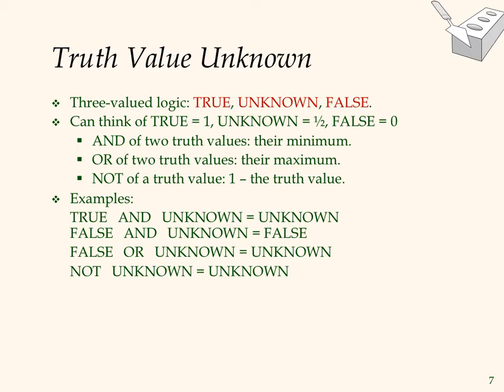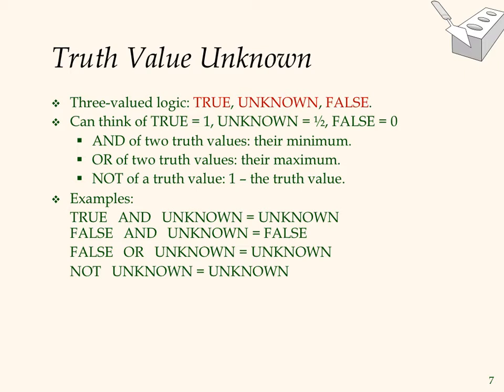So looking at the bottom here, let's look at the rules first of all. True and unknown evaluates to unknown. False and unknown evaluates to false. So if I have a condition where the first condition is false, the second is unknown, and I put them together in a conjunction, I get false. If I have false or unknown, I get unknown, and not unknown is unknown.